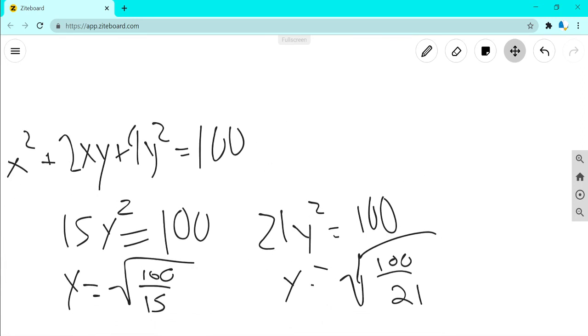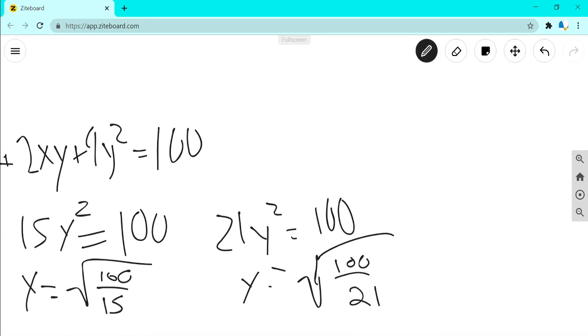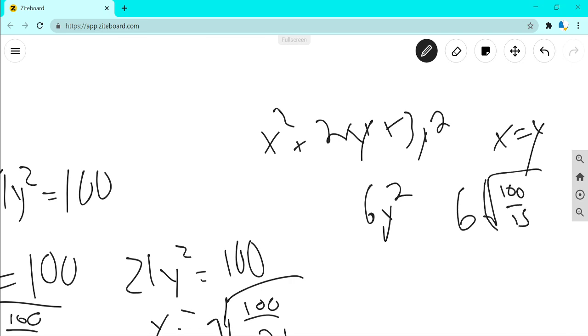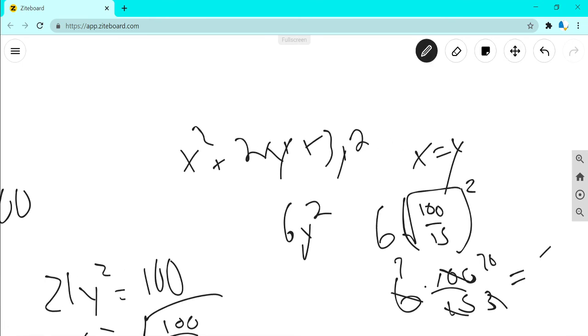So we almost are there. Now we have to plug both of these into x squared plus 2xy plus 3y squared. If x equals y, we got the square root of 100 over 15 for y, and we can simplify the expression to 6y squared. So it becomes 6 times the square root of 100 over 15 squared, which is just 6 times 100 over 15, which simplifies to 40. So that's one of our cases.